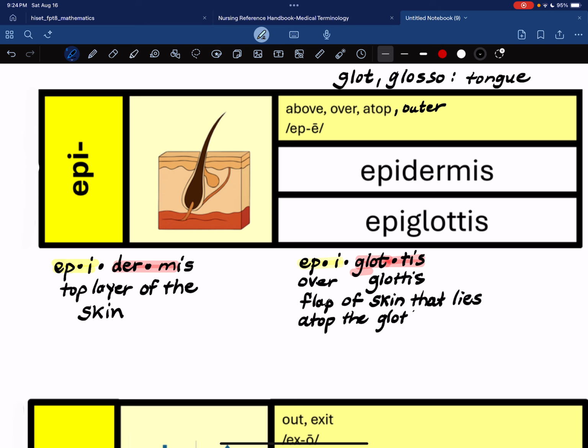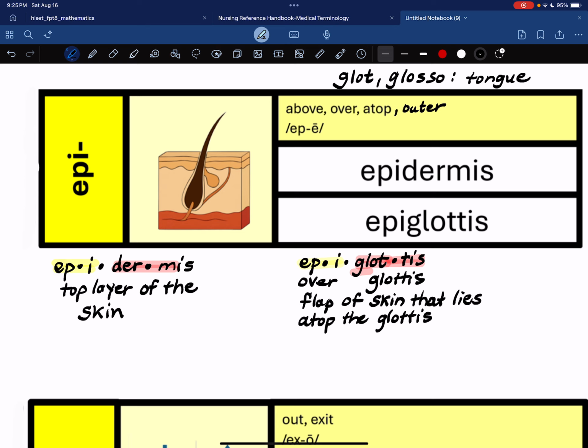And it opens and closes as you swallow and breathe. So if you're swallowing food, you don't want that food to go down into your windpipe or around your vocal cords. You want that food to go down the back of your throat, down your esophagus. So the epiglottis is a piece of skin that closes off the glottis when you swallow food to keep the food going down the track it's supposed to follow. If you do not have a functional epiglottis, you will choke.